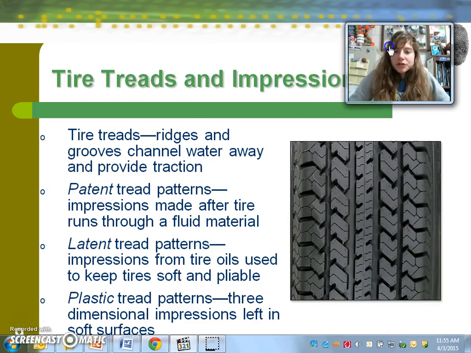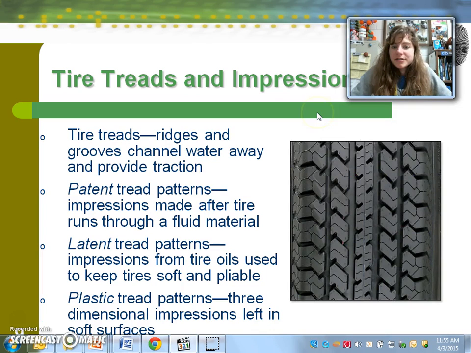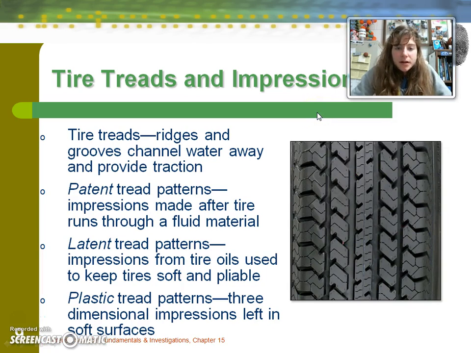And then we'll transition here to tire treads and impressions. Tire treads are categorized by the ridges, the parts that stick out, and the grooves that are used for traction. And we can apply the same impression vocabulary with tire treads. So a patent tread pattern will be one that you can visibly see without development.